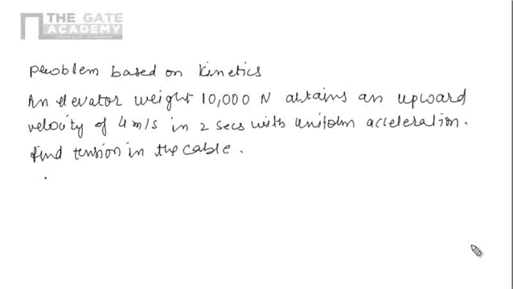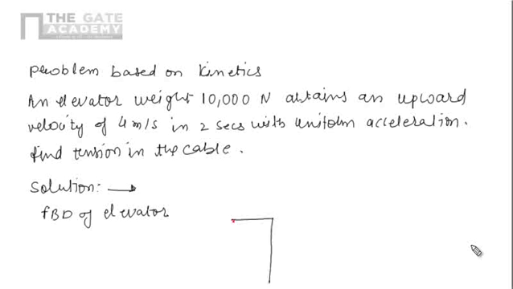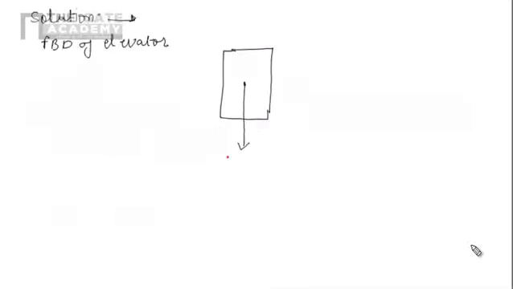So now let's solve this problem. First of all, make the free-body diagram of the elevator. So this one is the given elevator, and the weight of the elevator is 10,000 Newton, which will act in downward direction, and the tension in the cable will act in upward direction.